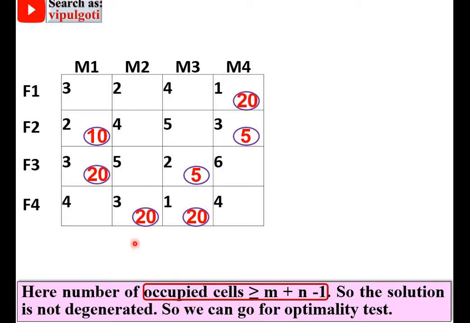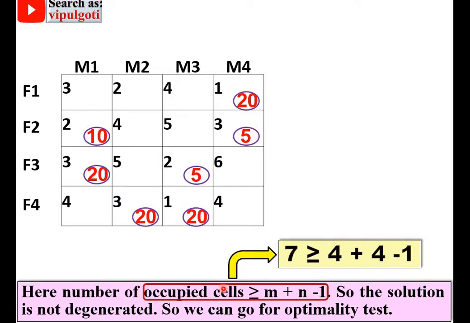Here the number of occupied cells are 1, 2, 3, 4, 5, 6 and 7. M is the number of rows, here M is 4, and n is the number of columns, so in this problem n is also 4. If you consider this rim condition, the number of occupied cells is 7, M is 4 and n is 4, so this condition is satisfied. That means we can say the solution is not degenerate, and so we can go for the optimality test.